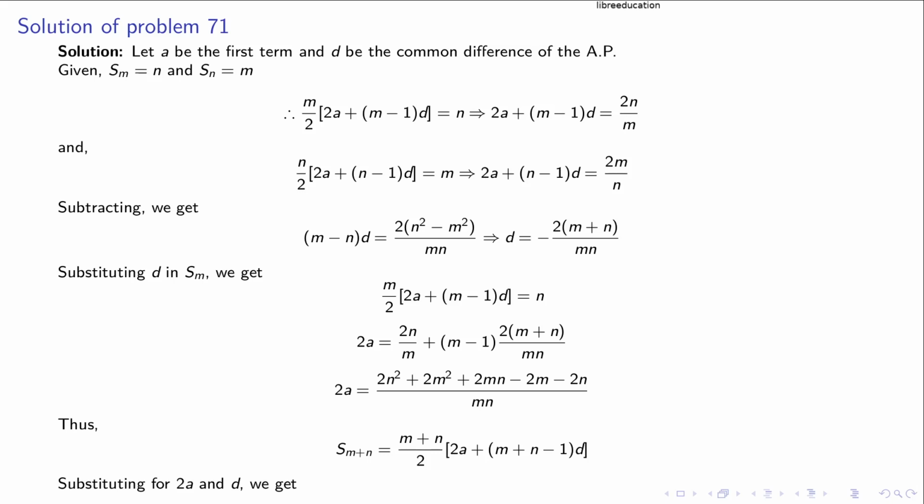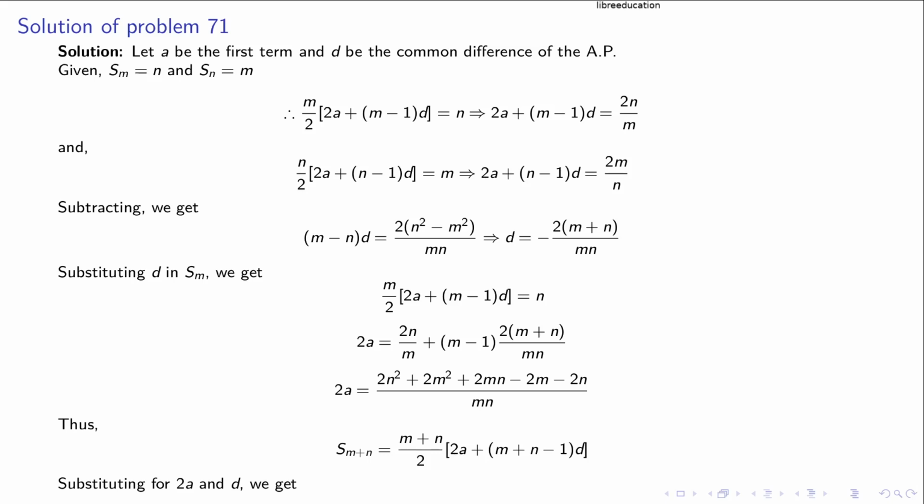So we substitute in the formula for sum of m terms, which gives us m by 2 into 2a plus m minus 1 into d is equal to n. So we take 2 to the numerator of right hand side and m to the denominator of right hand side. We get the value 2a plus m minus 1 into d is equal to 2n by m. And from the other one, we get 2a plus n minus 1 into d is equal to 2m by n. So we subtract both of them to get d as minus 2 into m plus n by mn.